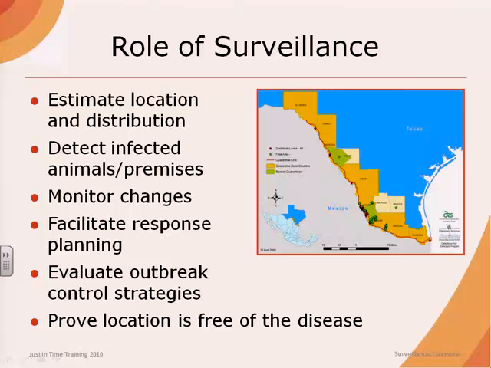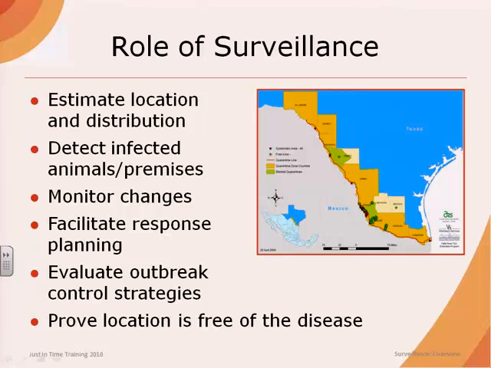As the response progresses, surveillance information will help to monitor for any changes in the distribution of cases and aid in evaluating the effectiveness of the outbreak control strategies. Ultimately, surveillance data will help prove a location, whether it is a premise, state, or the nation, is free of the disease so that any trade limitations or restrictions that were made during the response can be lifted.